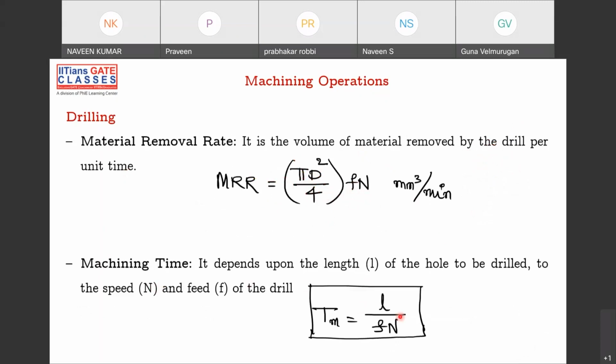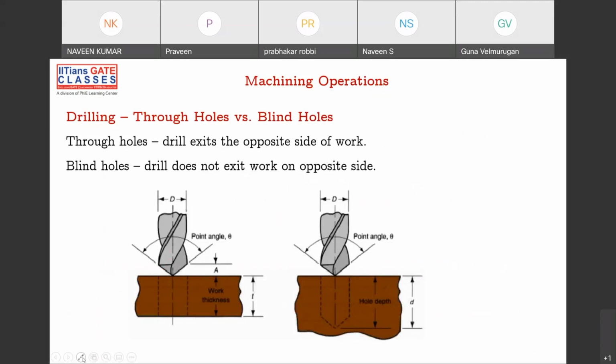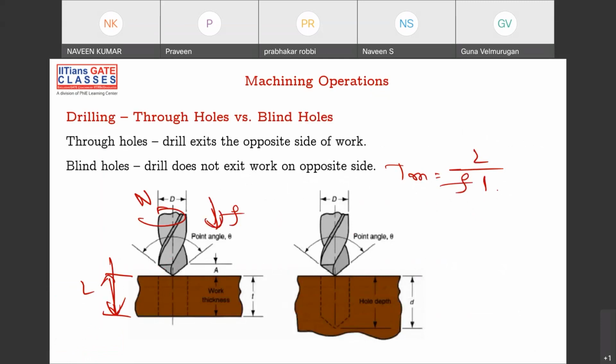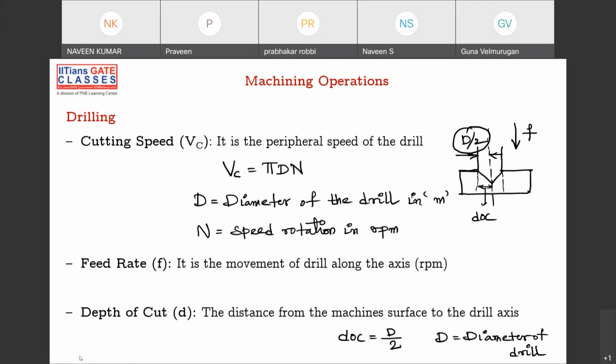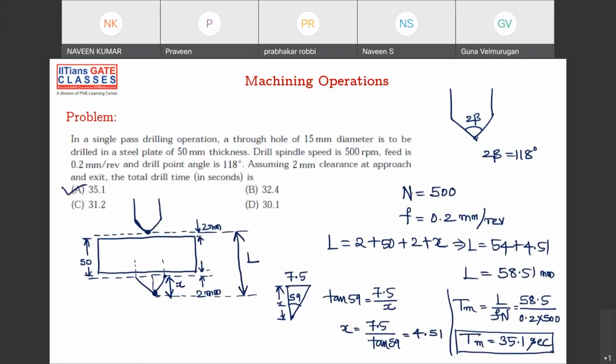And machining time, obviously I told you, depends on length. What is the length here? Length is nothing but this, the length of cut. And this is the feed that you're giving, and this is the RPM that you're giving. So obviously machining time for a drill is equal to the length that you're driving downwards, divided by the feed that you're giving, into N RPM, how many rotations per minute your drill bit is making. That is your machining time. Right, and these are the formulas.